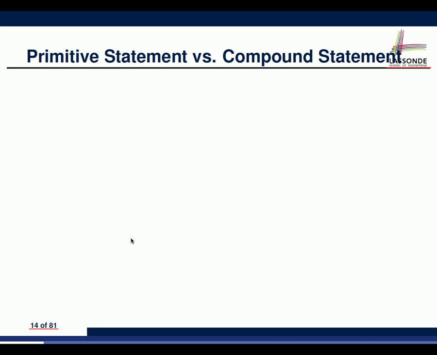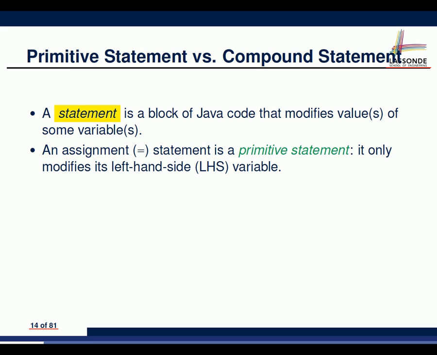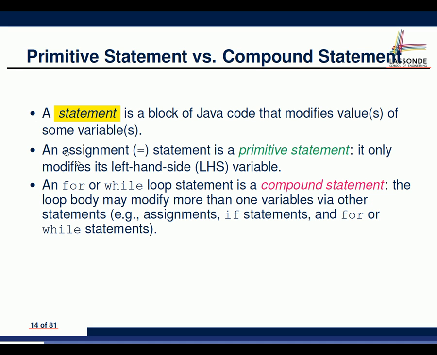A very quick slide just on the primitive statements and compound statements. A statement is simply a block of code in your Java code. We have primitive versus compound. Primitive simply means they're simple ones, and the only primitive statement we have is a single assignment, which we have done a lot. For compound statements, we have already covered if statements, the for loop, and the while loop. These are so-called compound statements.